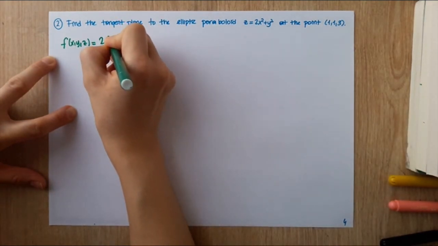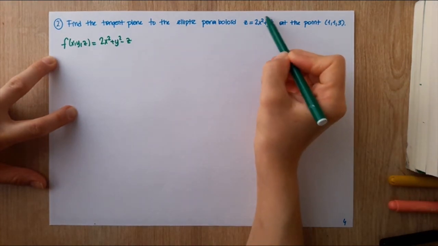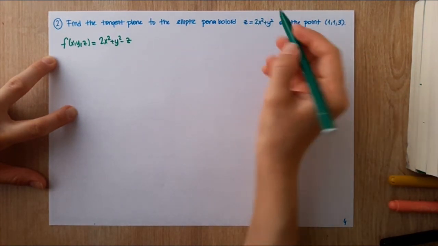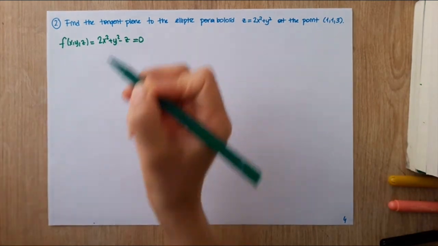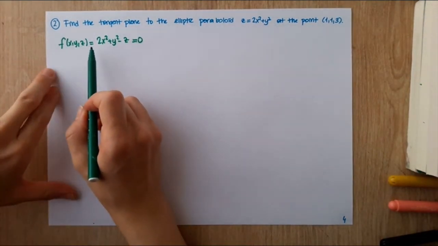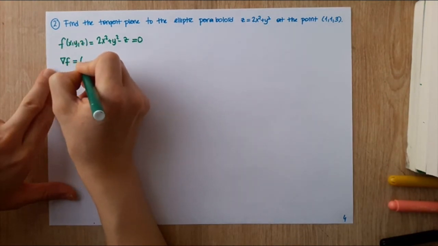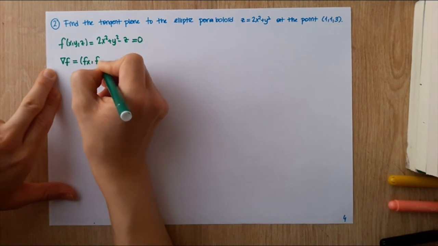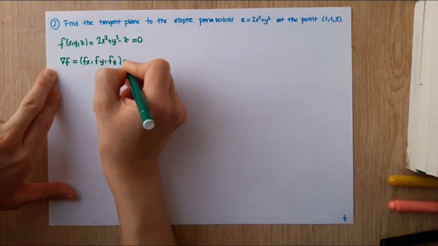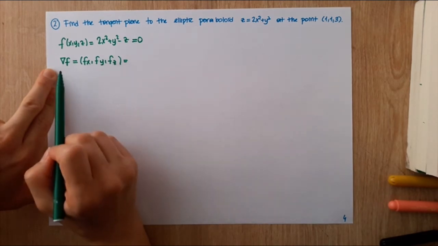You can use the other way also. You can take those terms to this side and equate it to 0. You will obtain the same result at the end. Okay, so this is our function, and I just need to calculate gradient f, and again it is f sub x, f sub y, and f sub z, the first partial derivatives of f with respect to x, y, and z.